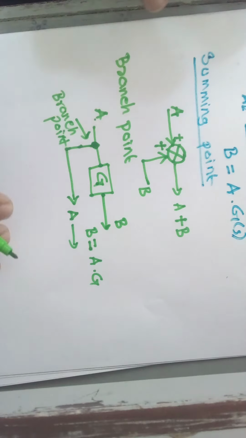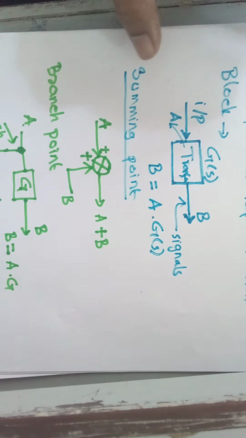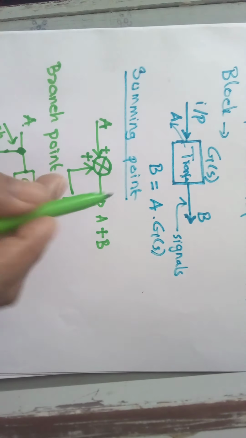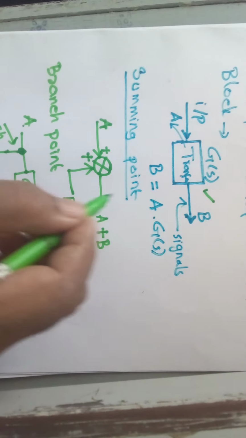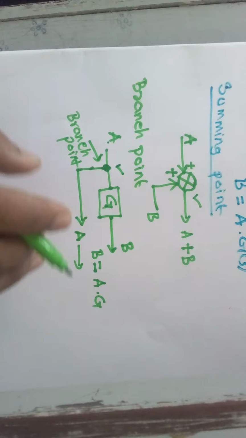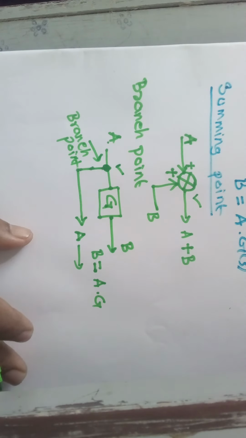So these are the important elements present in the block diagram representation. This is also one of the very important questions. Here the block diagram consists of a block, next a summing point, as well as a branch point. So these are the three elements present in the block diagram representation.